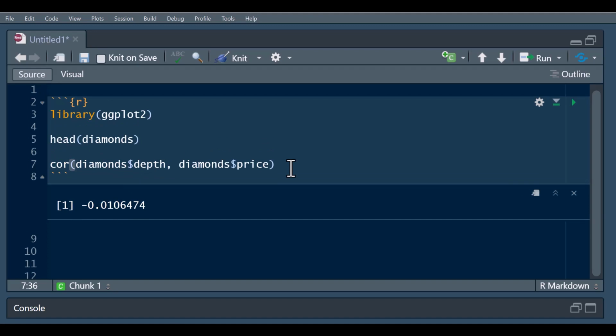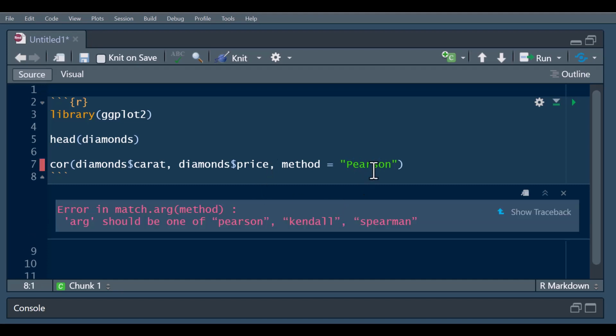One thing you also have to know with the correlation coefficient is that we have three methods of finding the correlation between variables. We can use either Kendall correlation, Spearman correlation, or Pearson correlation. The Spearman actually uses a ranking system in finding the correlation. So let's go back to our example where we are using diamond carat. Now we're going to say method, which is the name of the argument. Let's use pearson. It's actually a small letter p.